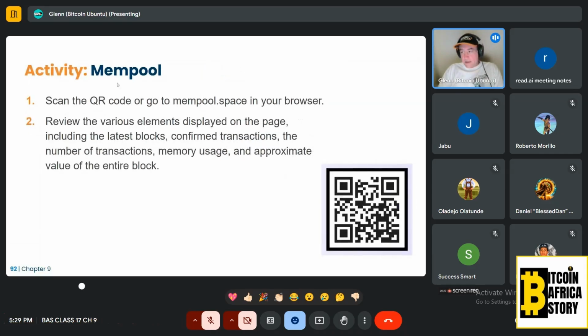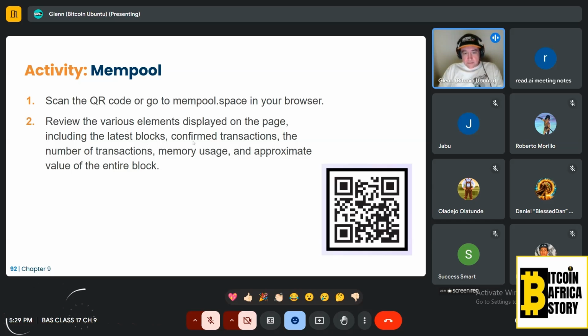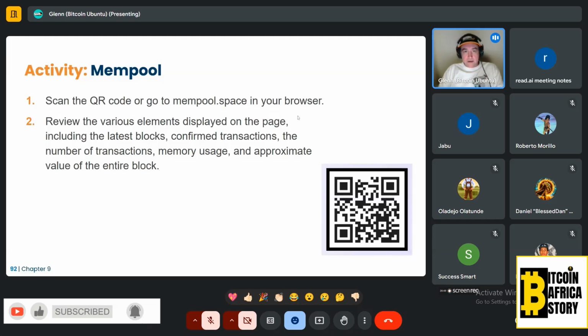Okay, so we have an activity here, the mempool activities. Scan the QR code or go to mempool.space in your browser. Review the various elements displayed on the page, including the latest blocks, confirmed transactions, the number of transactions, memory usage, and approximate value of the entire block.